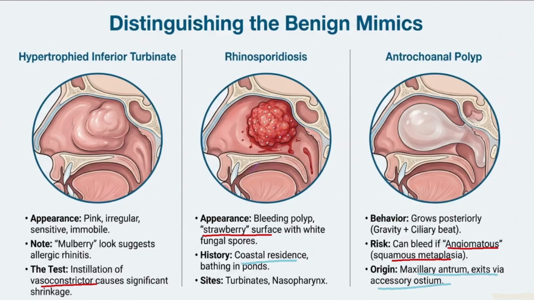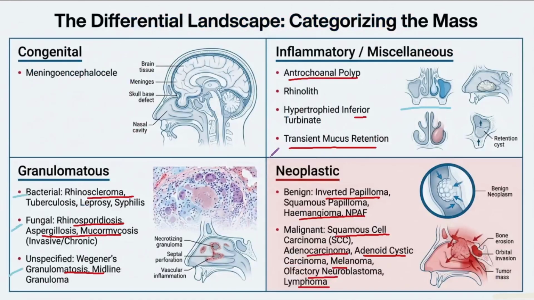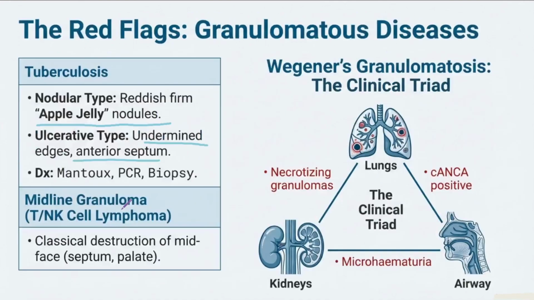Then there's tuberculosis. I always think of TB in the lungs, but it can set up shop in the nose too. The text mentions a really specific visual sign. Apple jelly nodules. It's a classic description, still holds up. If you look at the lesion, you might see these reddish, firm nodules that look a bit like, well, semi-transparent jelly. Or you might see an ulcer with undermined edges.